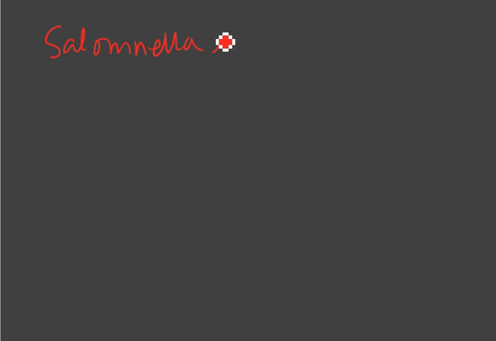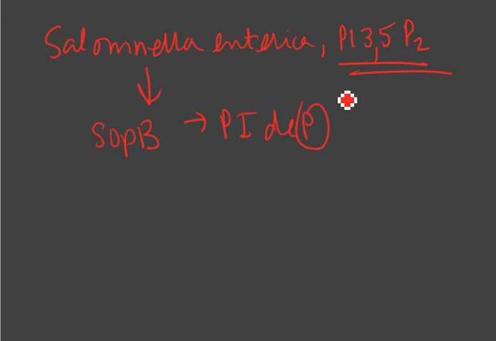And then a little note about the Salmonella. Salmonella enterica, PI3,5P2, and trafficking. Now, what this does, it produces a phosphatase, which is called SopB, and it's a phosphoinositide phosphatase. Okay, and what this does is it uses PI3,5P2 as one of its substrates and dephosphorylates it.